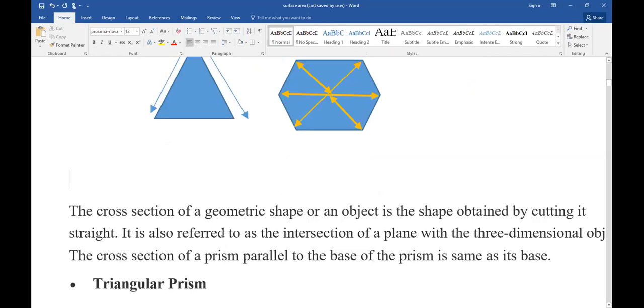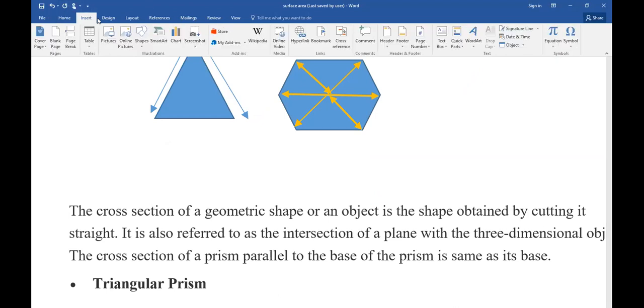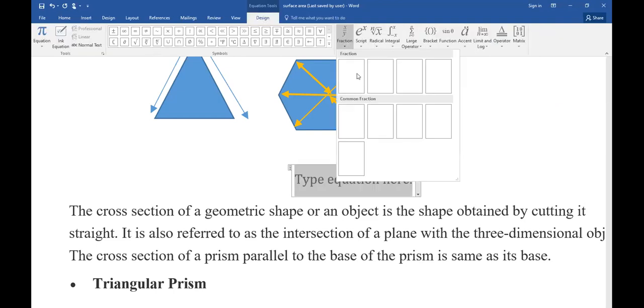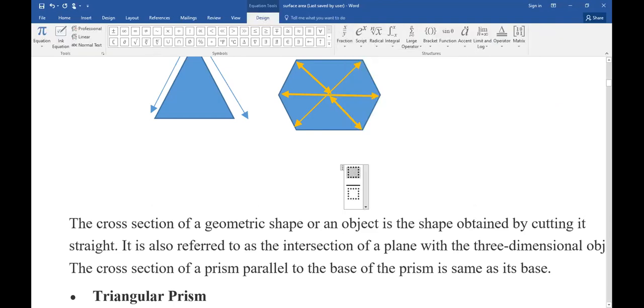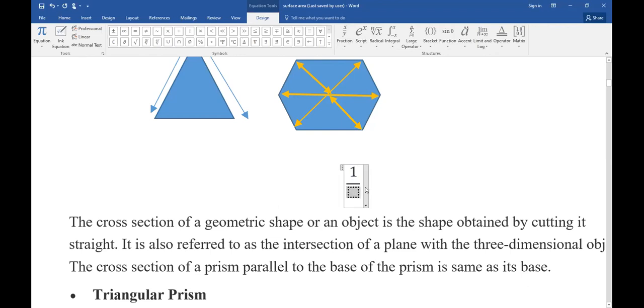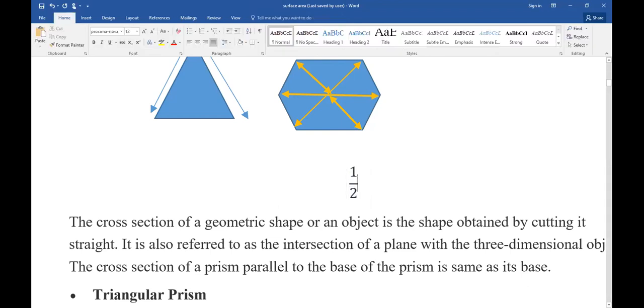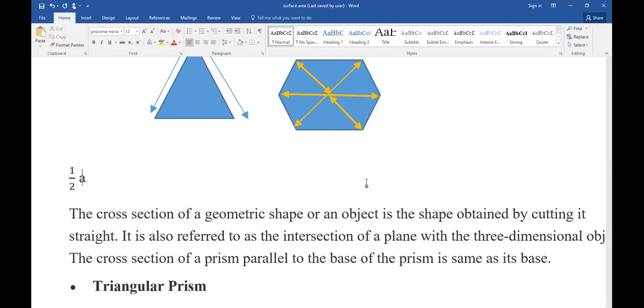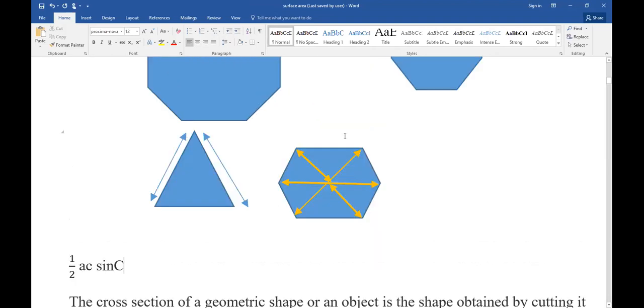So remember, the formula we are going to use here is the formula of a half ab sine C to find the area of a triangle. I have ab sine C. It means we require two distances here, this distance and that distance, and then we have the angle here.